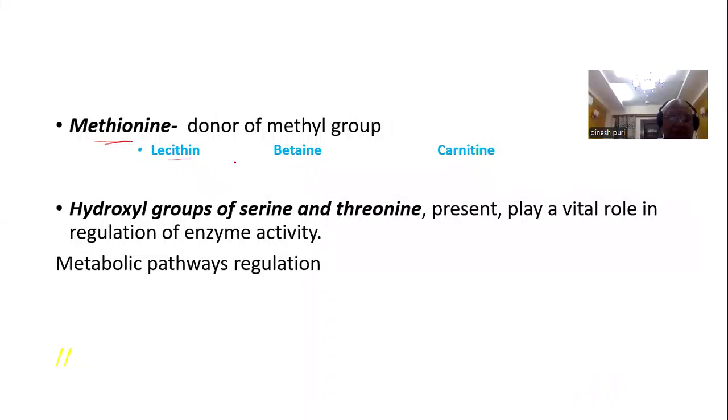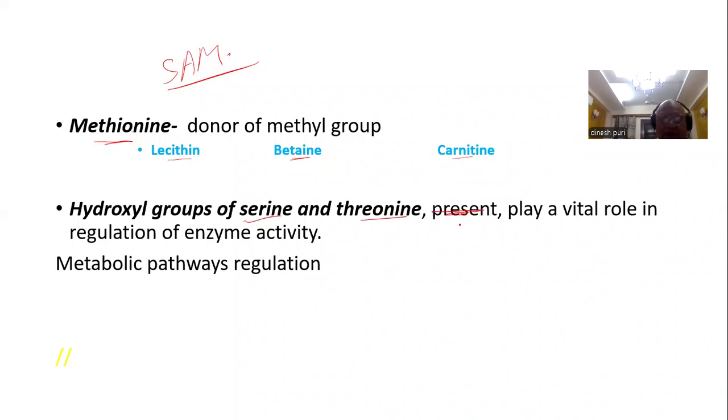Lecithin, a phospholipid; betaine, a lipotropic factor that checks progression of fatty liver; carnitine, involved in fatty acid oxidation. All these three are methyl-rich compounds, and the donor of the methyl group is methionine in its activated state, SAM, S-adenosyl methionine. Now we come to the hydroxyl group containing amino acids, serine and threonine.